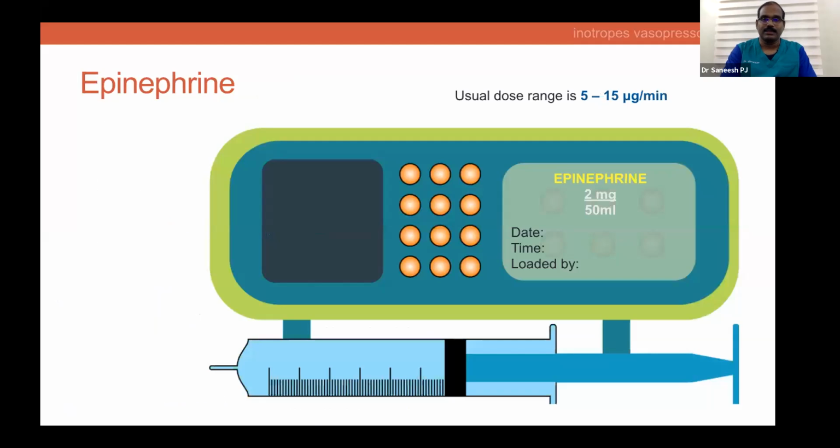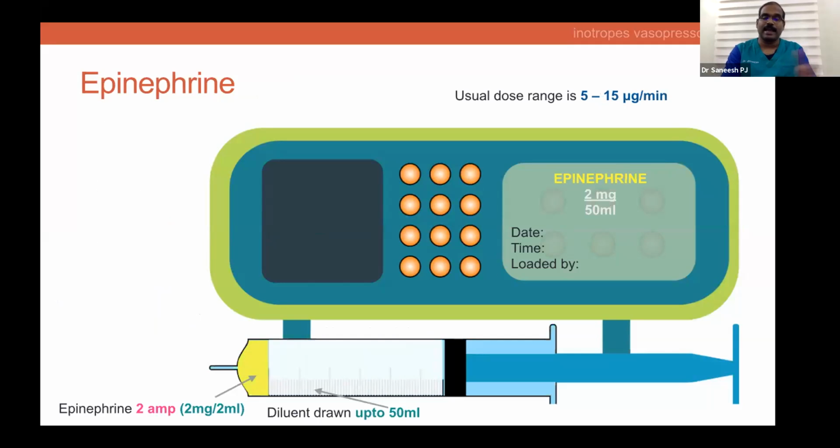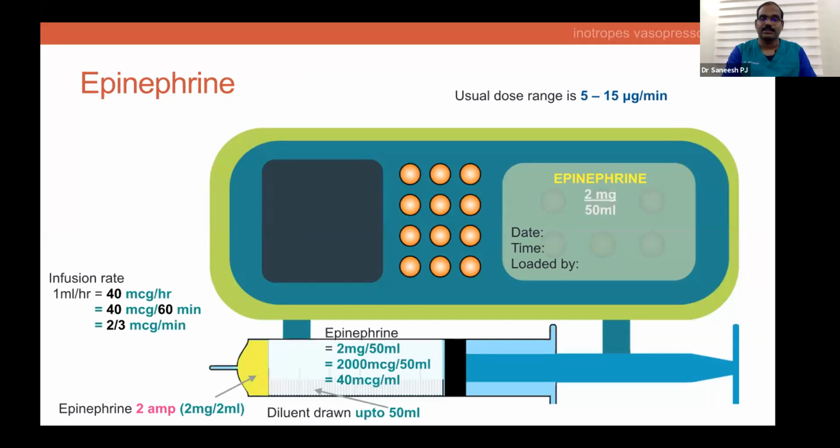How do we dilute? It's similar. We take 2 ampules so that your calculations are easier. So it becomes similar to the calculation we did just for norepinephrine. So 2 milligrams of epinephrine drawn up to 50 ml. So only the drug changes, the values remain constant. So eventually it comes to 3 ml per hour is 2 mics per minute. So you know how to start, maybe 5 mics per minute or 15 mics per minute.